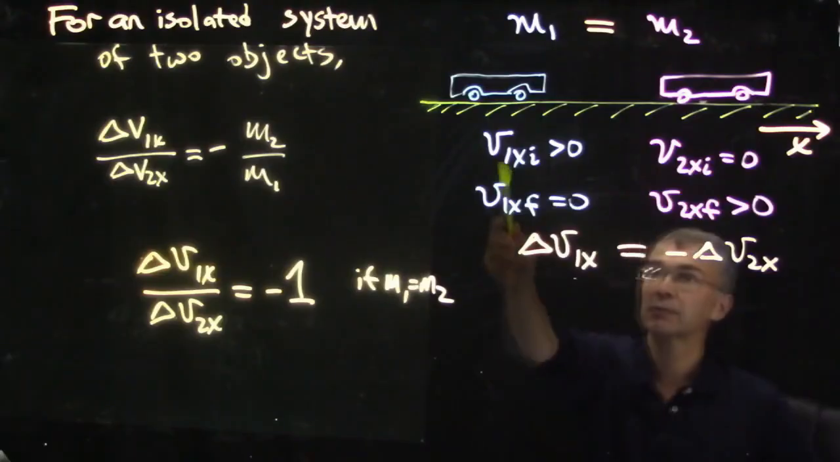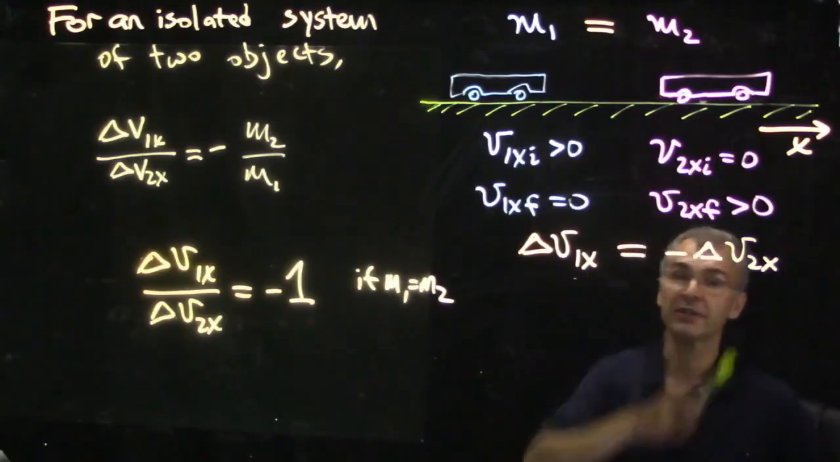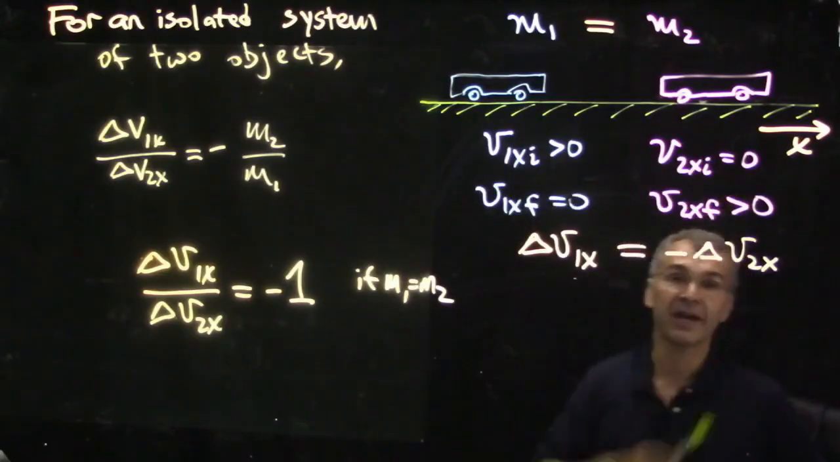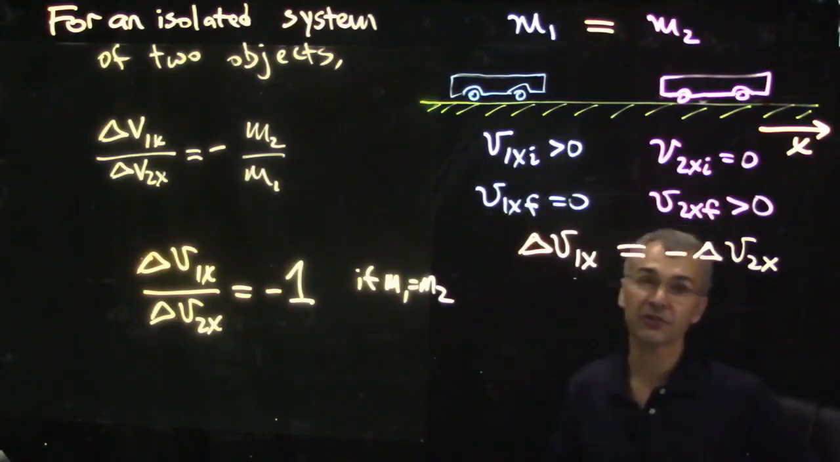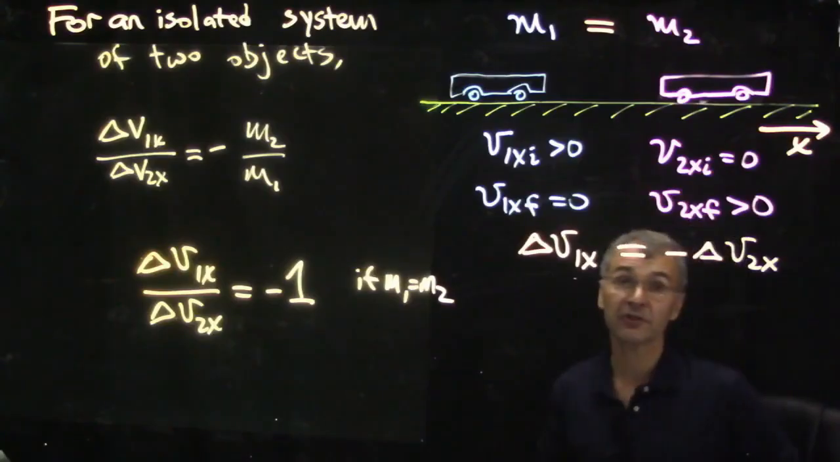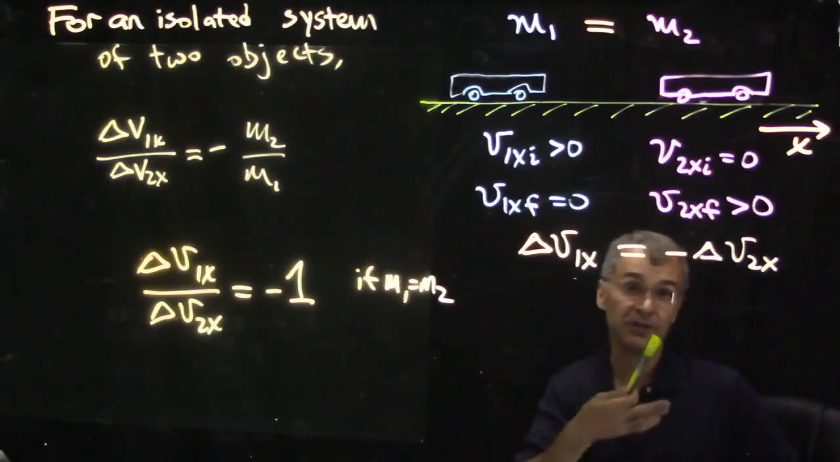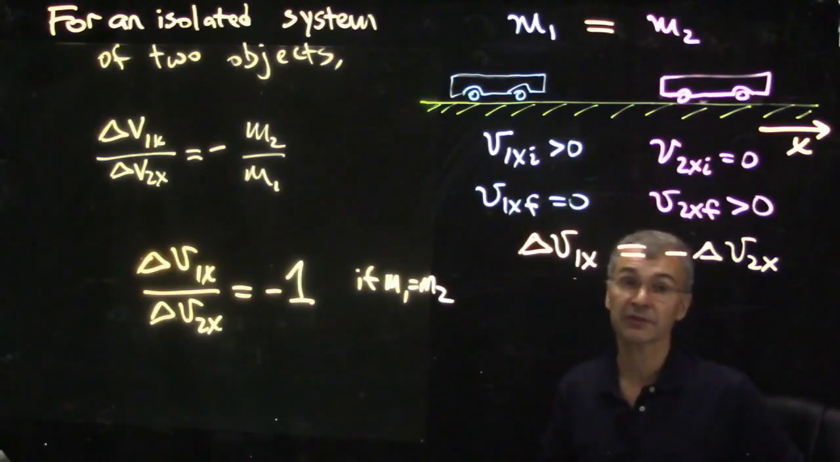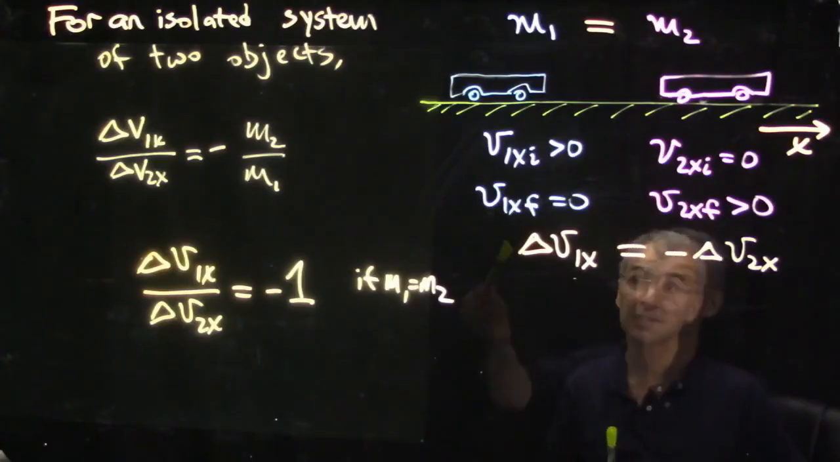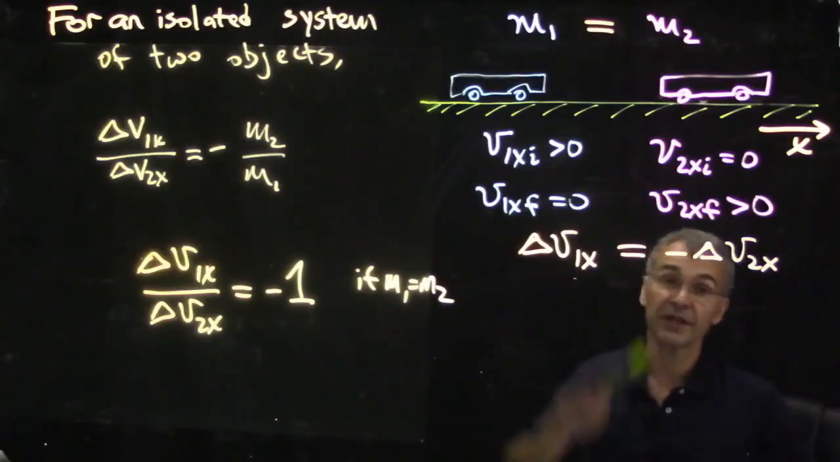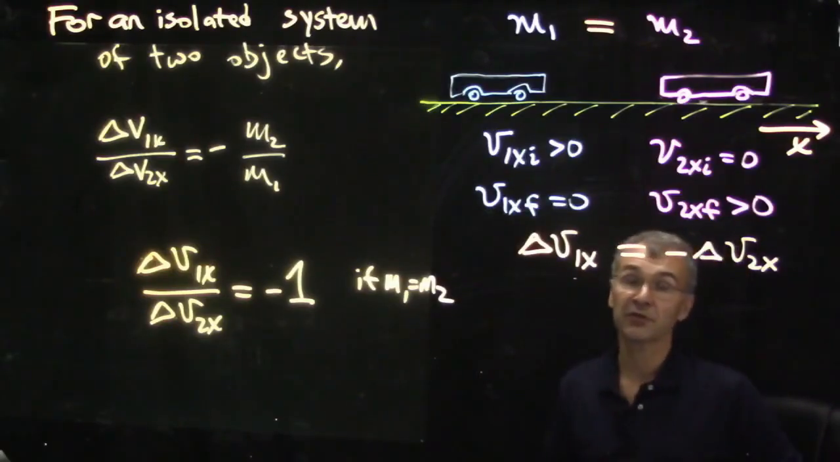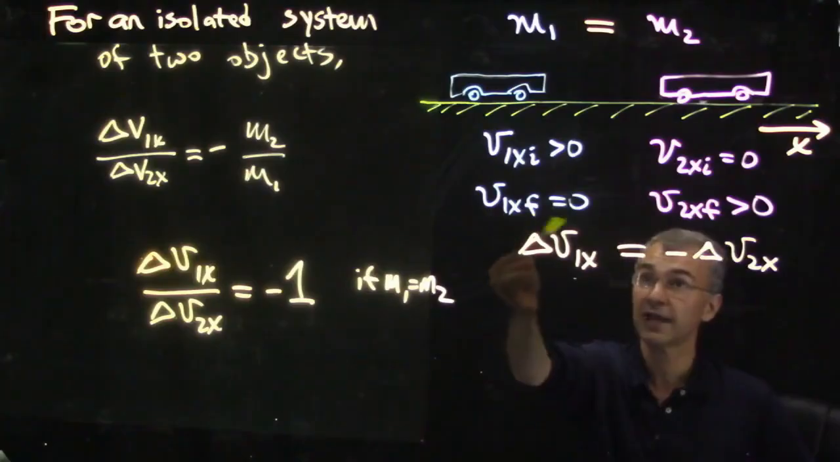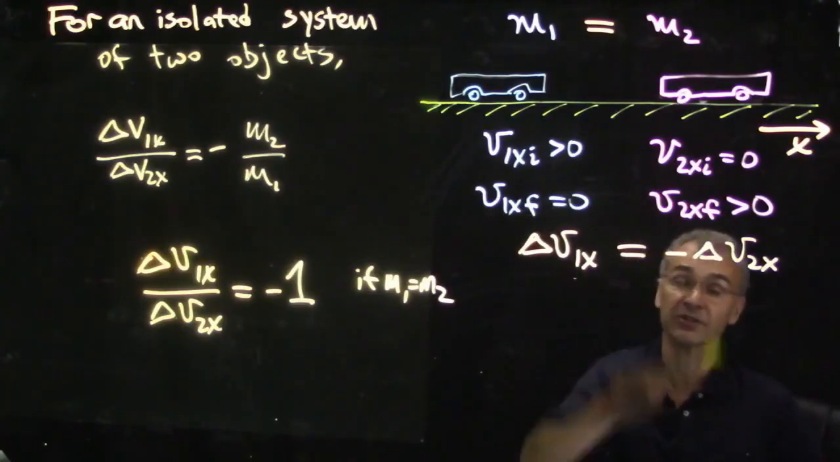In the first example, the blue cart is moving to the right initially, and the red cart is stationary. Since we're having the x-axis point to the right, v1x initial is positive and v2x initial is 0. 0 velocity means stationary. Positive velocity means moving to the right. After the collision, we'll see, in this particular case, v1x final is 0, v2x final is bigger than 0. In other words, what you'll see is that cart 1 after the collision is stationary and cart 2 after the collision is traveling to the right.